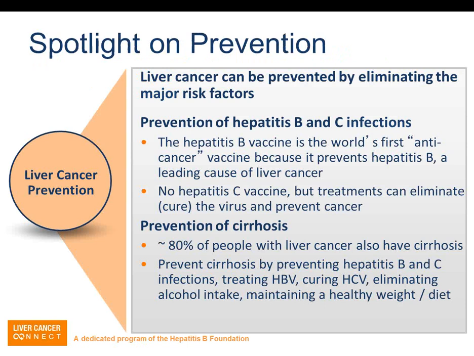There's a spotlight on prevention. You can prevent, of course, cancer by preventing hepatitis B and C. There's a hepatitis B vaccine that's really an anti-cancer vaccine because it's extremely effective at preventing hepatitis B transmission. There's no vaccine for hepatitis C, but we've got new treatments that have an extremely high cure rate, in the 95% range or higher. And by curing hepatitis C, you can prevent cancer. You can markedly decrease the risk of cancer. Even somebody who has cirrhosis with hepatitis C, once their hepatitis C is cured, their cancer risk falls.